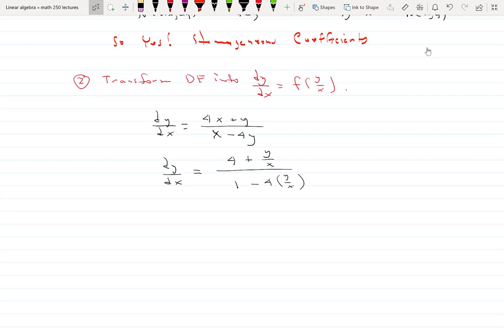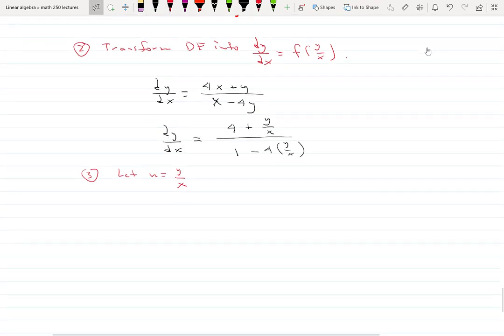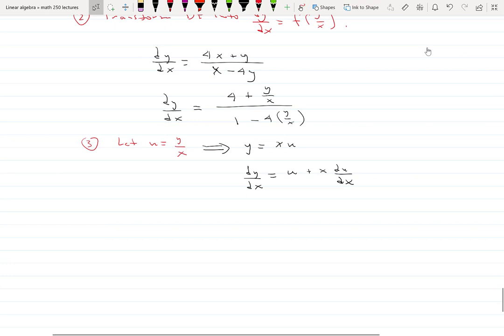I can remove the y over x's and put u in their place, and that's the third step. Third step is let u equal y over x. This will transform the differential equation into separable. Let's do that. Well, if u equals y over x, that means y equals xu. And that means dy dx, by the product rule, equals derivative of the first times the second plus the first times derivative of the second, is u plus x du dx. So there's dy dx. Let's make the transformation. So dy dx is u plus x times du dx on the left-hand side. On the right-hand side, we get 4 plus u over 1 minus 4u.